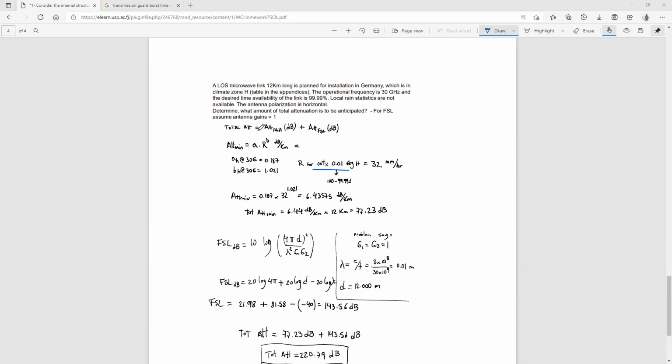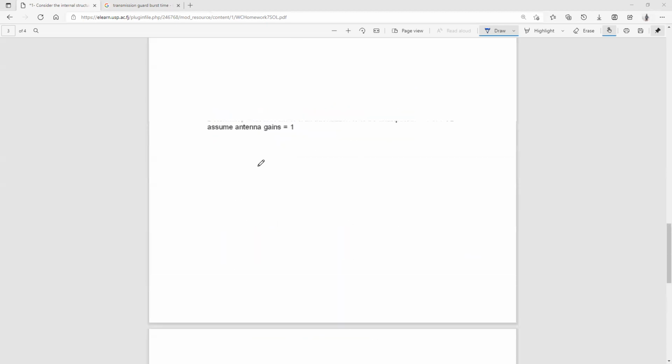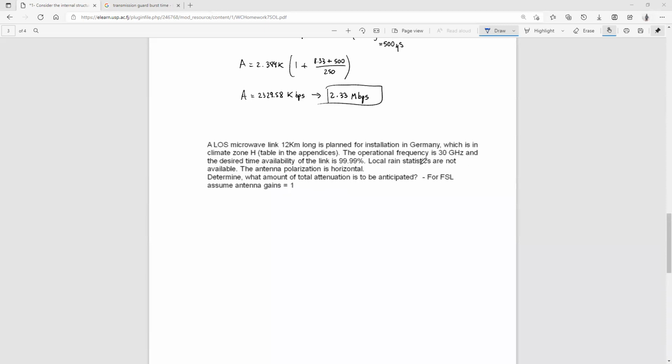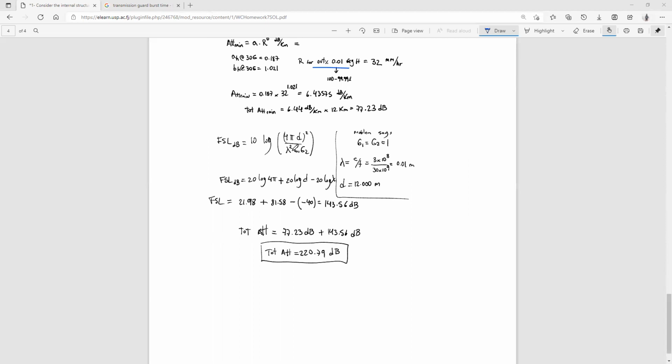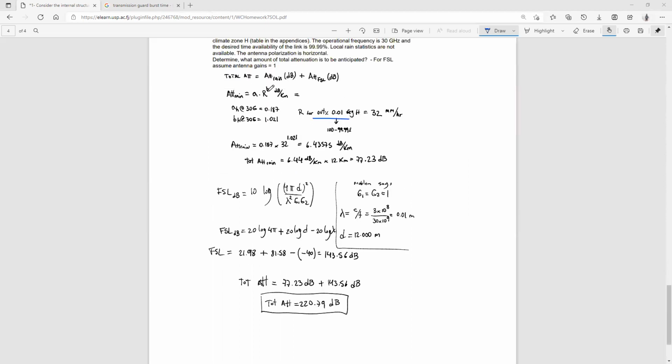So the total attenuation is going to be given by the attenuation of the rain plus the attenuation of the free space loss. The attenuation for the rain is given by A times R to the power of B, which is going to give the result in dB per kilometer. Based on this, the antennas are polarized horizontally, so we'll be using the horizontal components of the coefficients A and B.